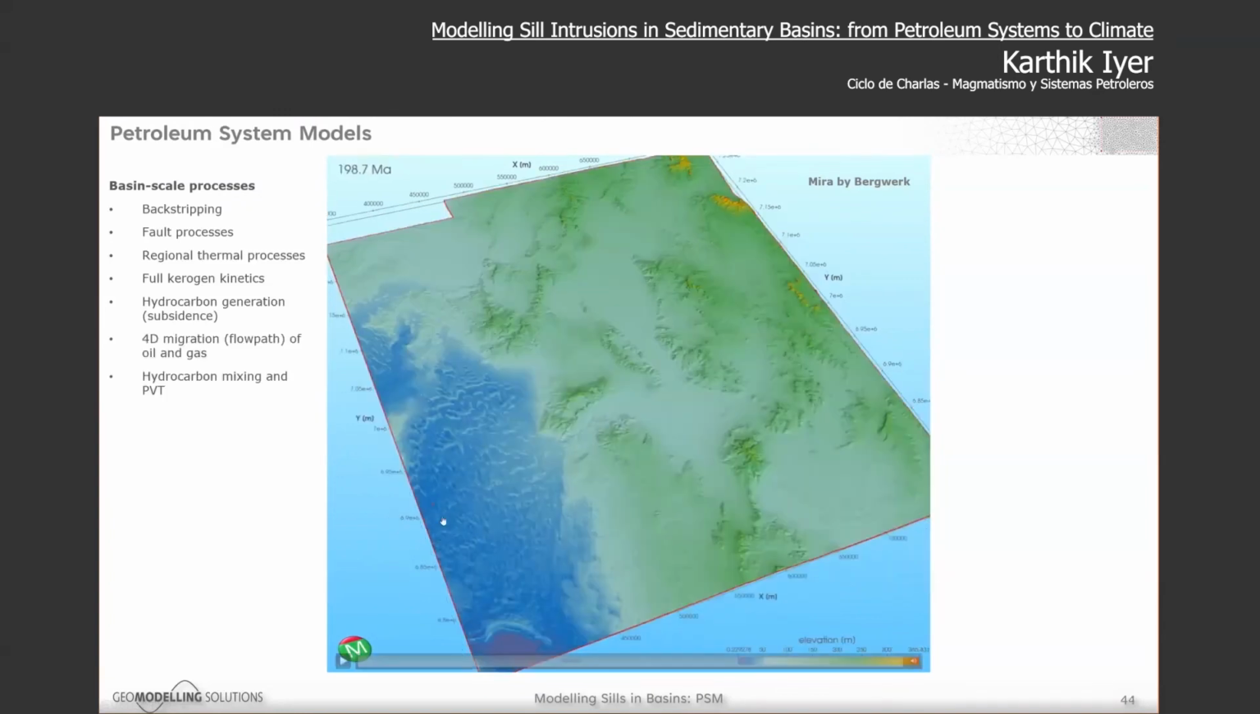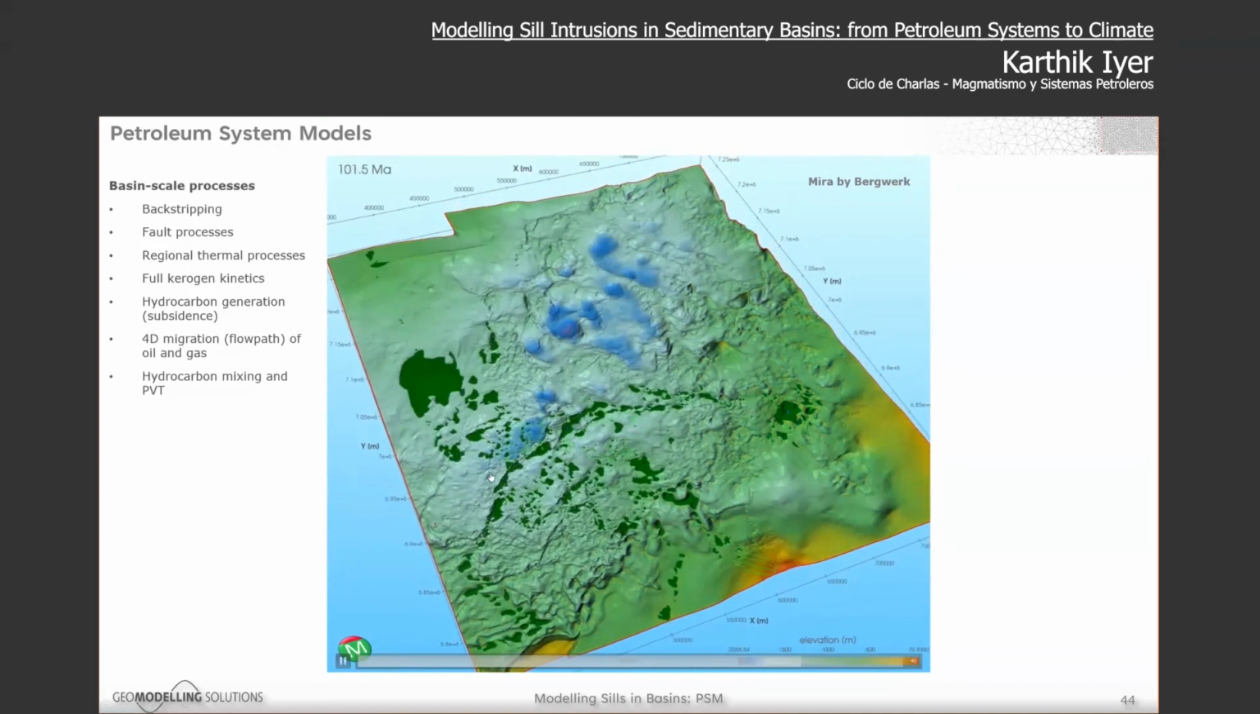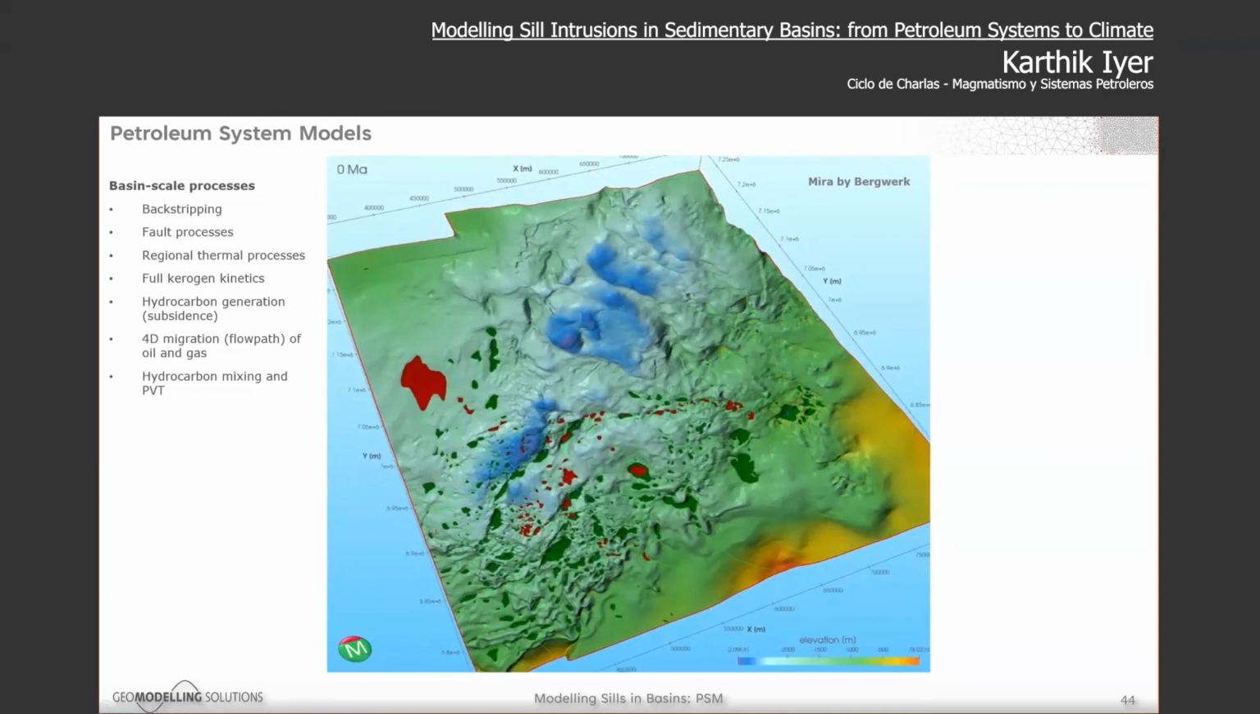And if I play the video, we can also use very quick flow path migration, which takes seconds to minutes, to see how oil and gas migrates through time. So it's 4D with full mixing of oil and gas to show what's happening in the system here. But obviously, this kind of system still doesn't take care of sill processes.